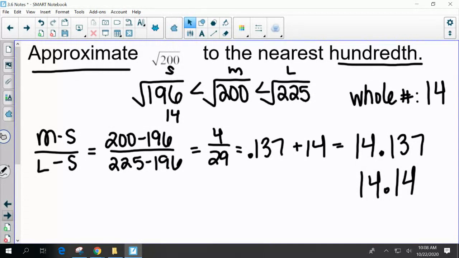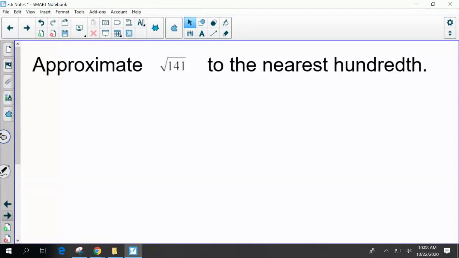So I know that's a lot, but we're going to practice it again, and it's really the same procedure every time. It's just following a formula. Okay? All right, so we're going to practice this on the next one. Same process. Approximate the square root of 141. So the first thing is find what two numbers on the chart it goes between.